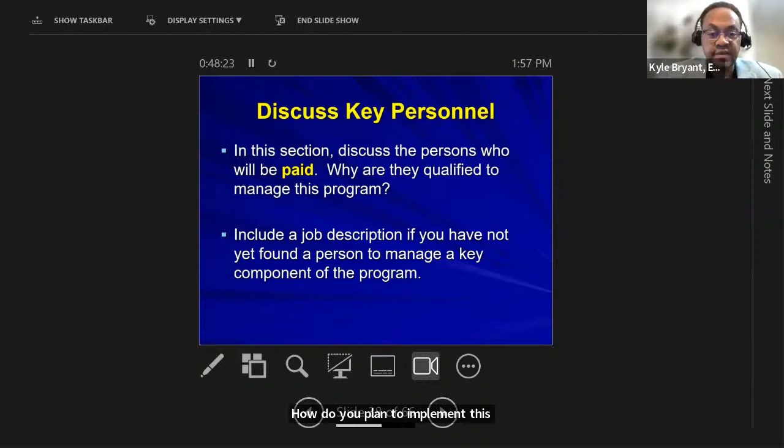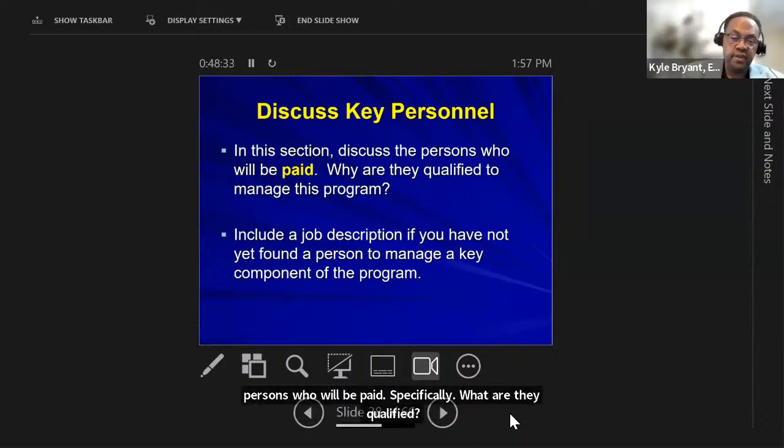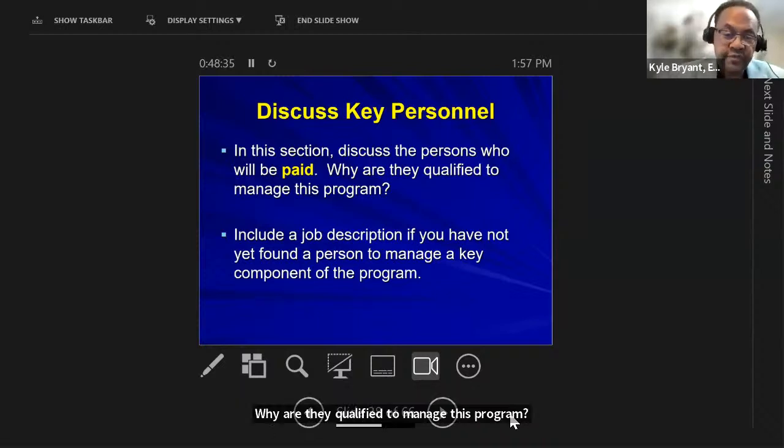Discuss key personnel. In this section, discuss the persons who will be paid specifically. Why are they qualified to manage this program? Include a job description if you have not yet found a person to manage a key component of the program.